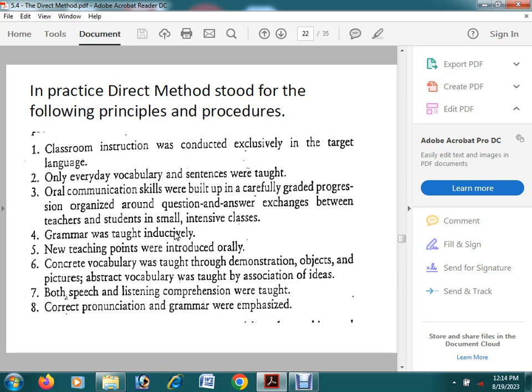What is our target? We want to make our learners efficient in oral communication. And oral communication skills were built up in a carefully graded progression organized around question and answer exchange between teachers and students in small intensive classes. A small intensive class. What might be the definition of speaking?